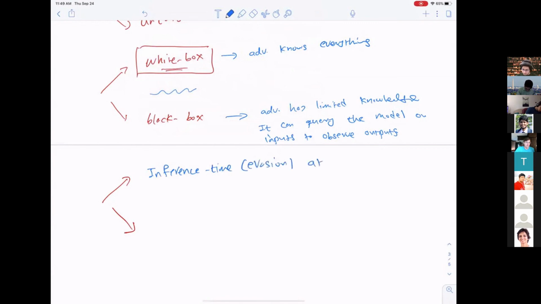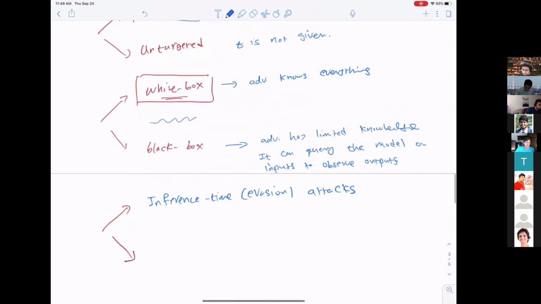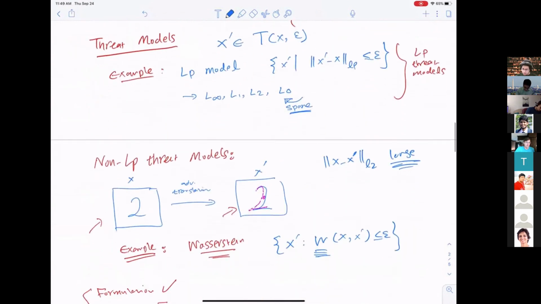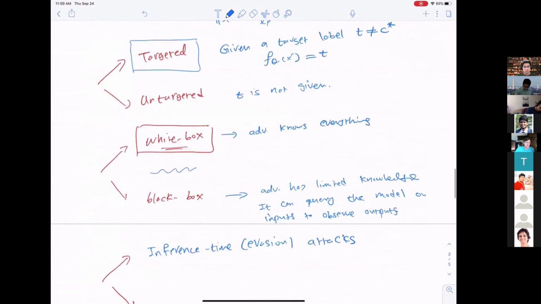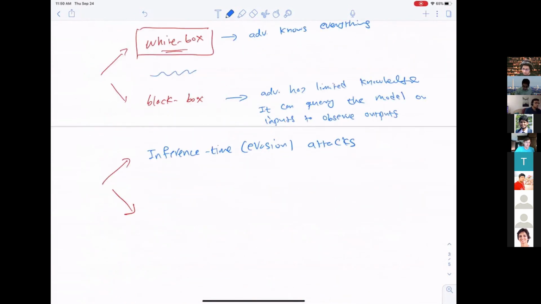Which is basically the attacks that I motivated the problem with. So at inference time, you have already trained your model, right? So your model parameters are fixed. You give me an X, an example, and I want to find X prime to change the label to some incorrect label. So that's basically the inference time evasion attacks.